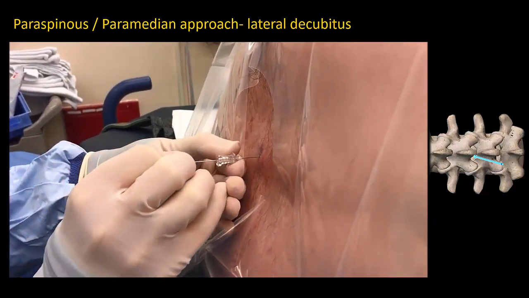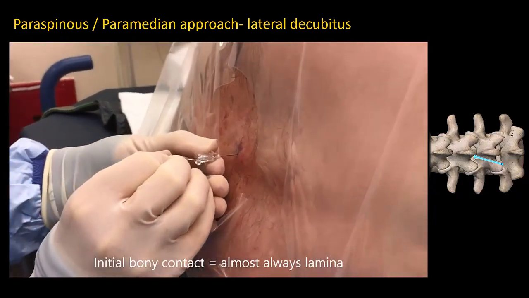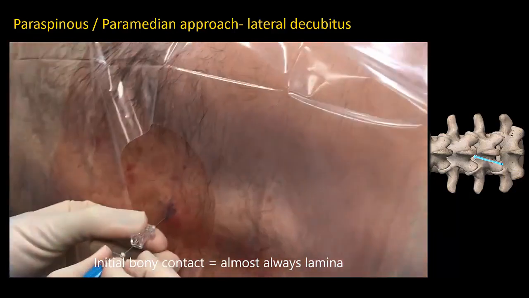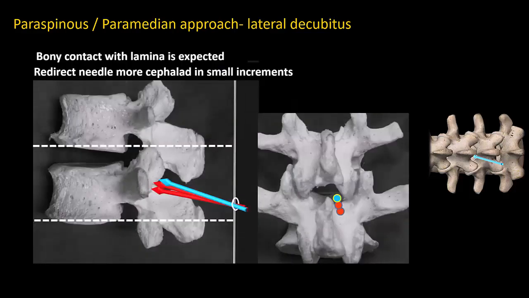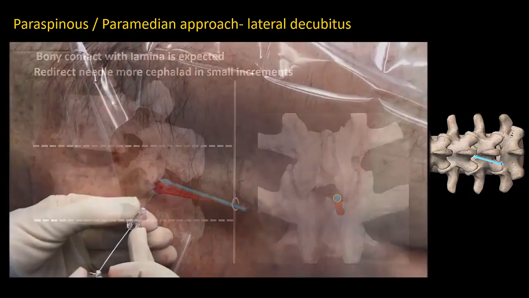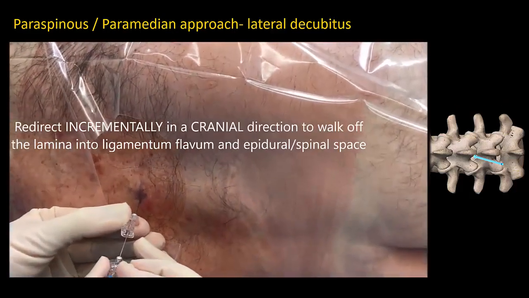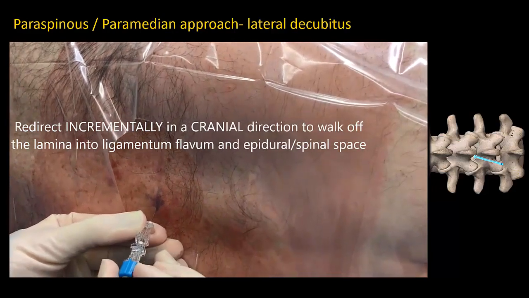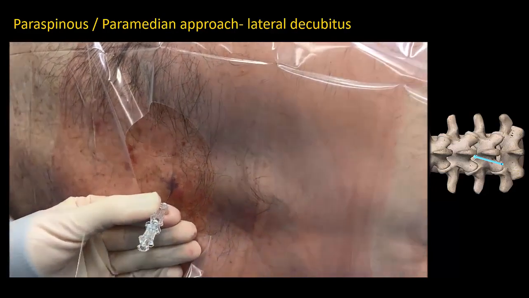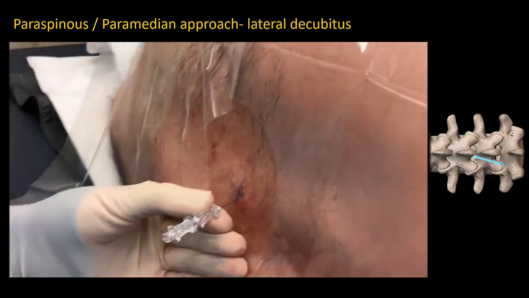The first pass usually results in bony contact, as we have discussed, which should not be painful as long as it is gentle. As explained previously, unilateral pain suggests that the needle needs to be angled in a more medial direction, and shallow bony contact means that it needs to be angled less medially. The needle should be redirected in small increments cranially until it walks off the lamina into the interlaminar space.